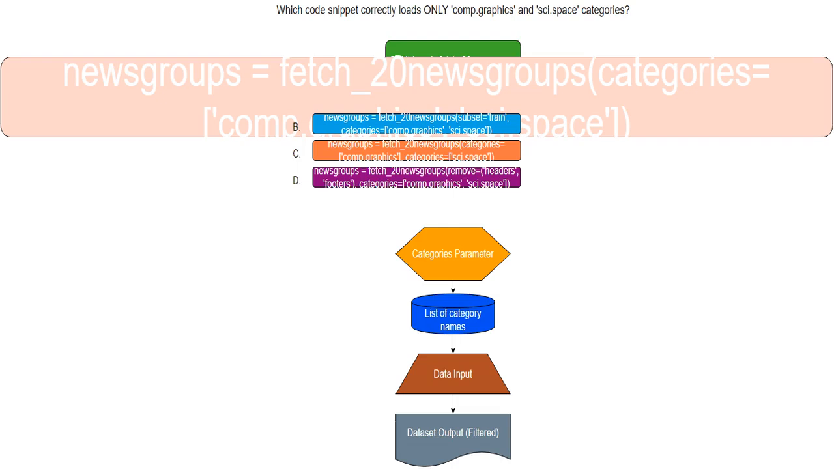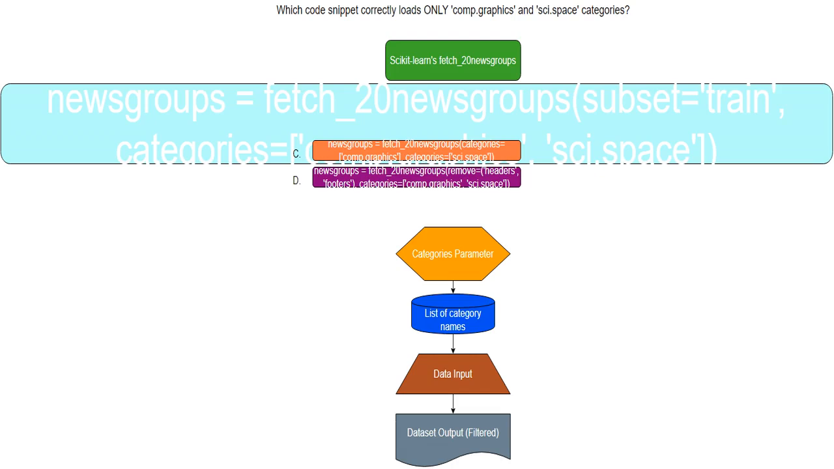I'm specifically telling the function to include only the categories comp, graphics, and space, using the `categories` parameter. This is a list of strings, each representing a category. This is correct. This is wrong because I'm trying to set the `categories` parameter twice. The second one overwrites the first one. This means only space will be selected, not both.